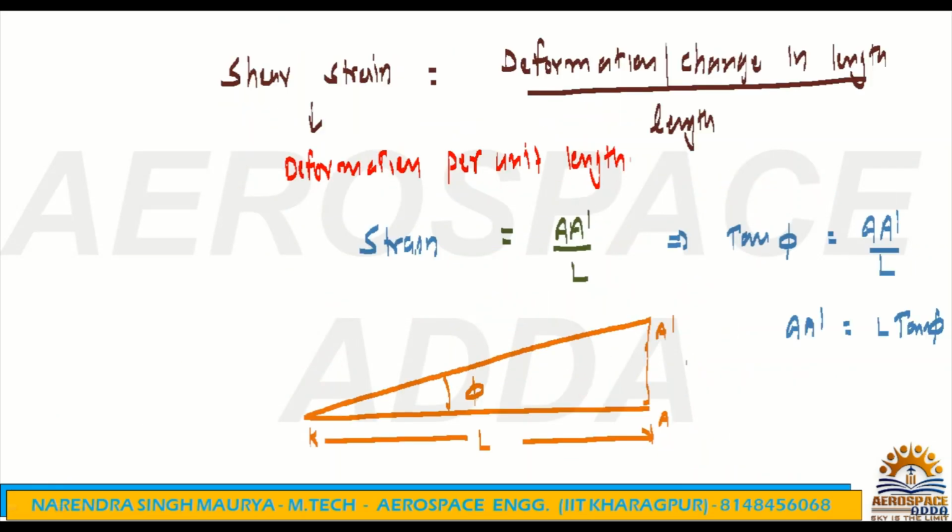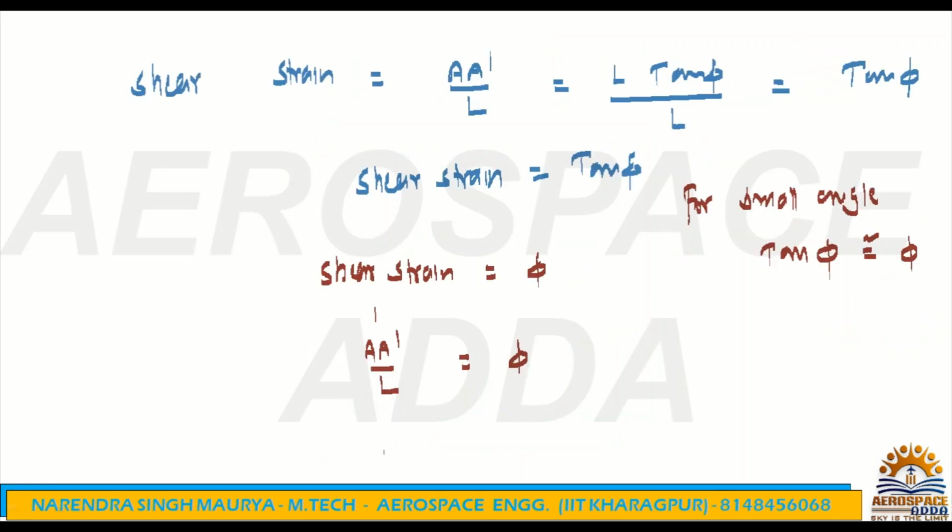So what is AA dash? AA dash is nothing but r theta, and in the denominator we have L, and this is nothing but phi. So obviously, as you know, phi is also shear strain, and as per Hooke's law, what is the shear strain? You know shear strain very well.